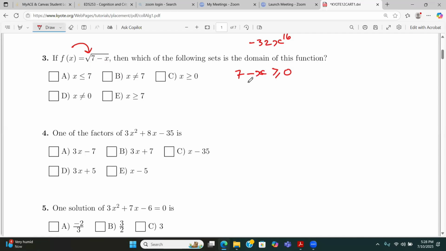There are quite a number of ways we could solve this. We could subtract 7 from both sides.